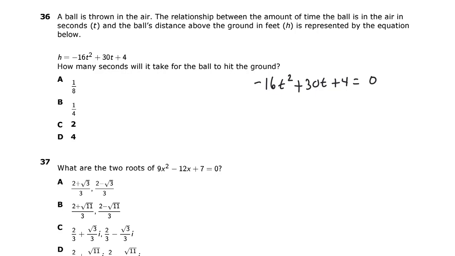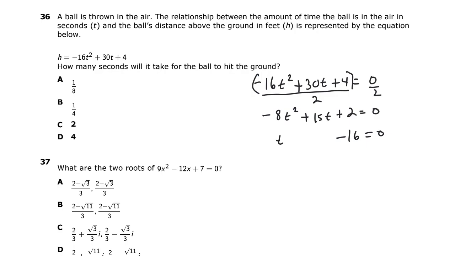You notice that all of these are divisible by 2, so I'm going to factor out a 2, which means I'm dividing. So negative 16 divided by 2 is negative 8t squared, plus 30 divided by 2 is 15t, plus 4 divided by 2 is 2, equals 0. And I'm going to solve this by using the slide and divide method. Negative 8 times 2 is negative 16.